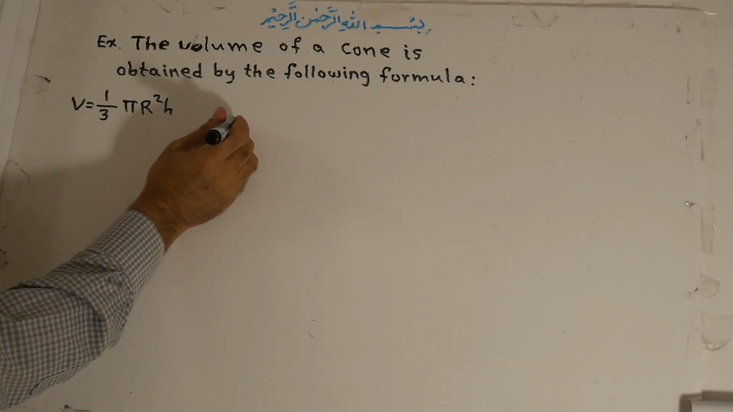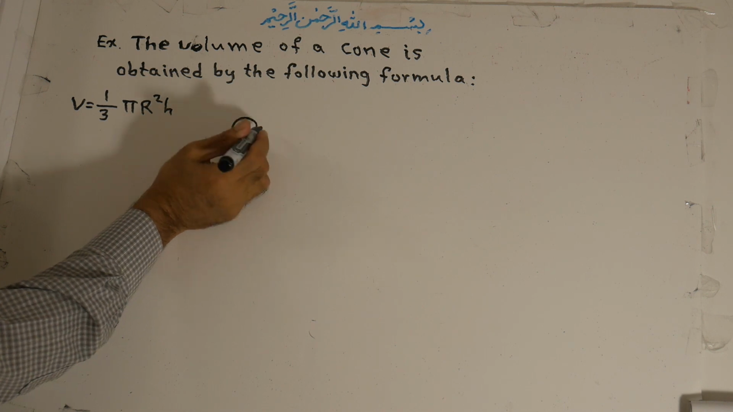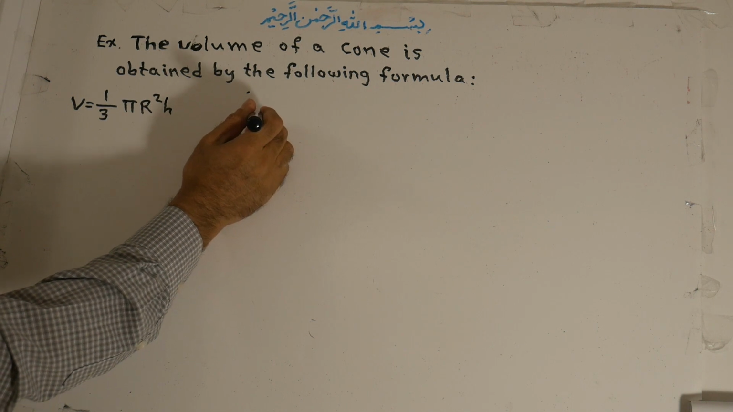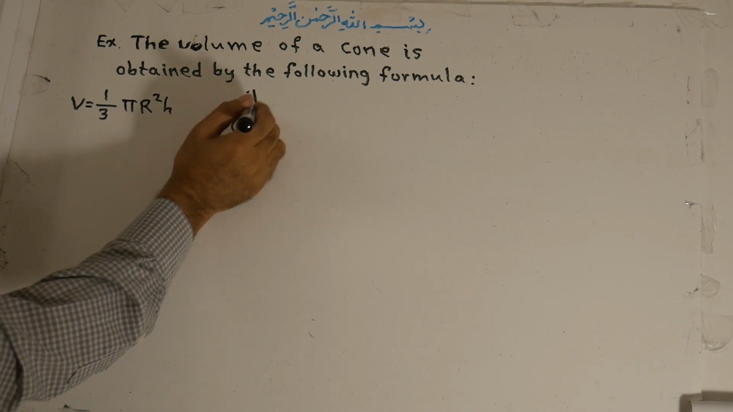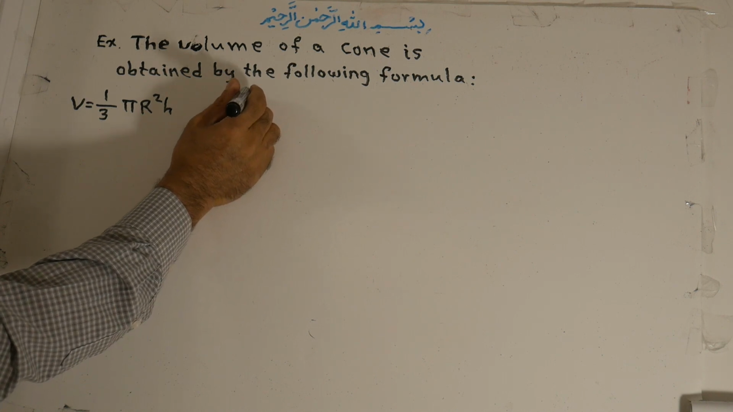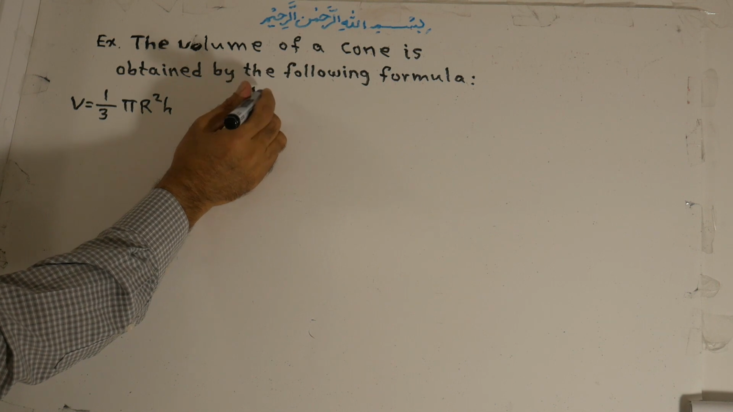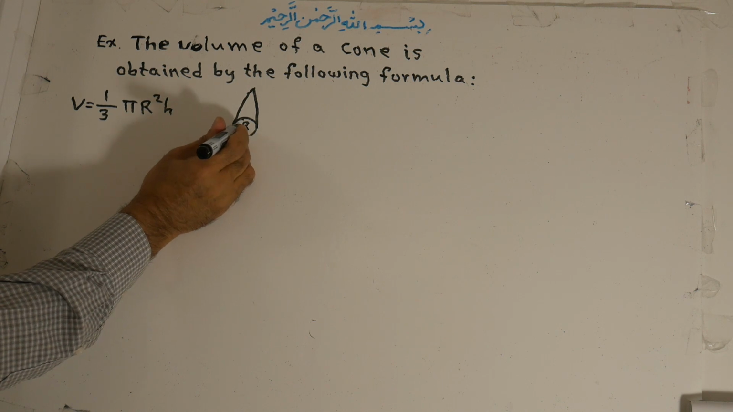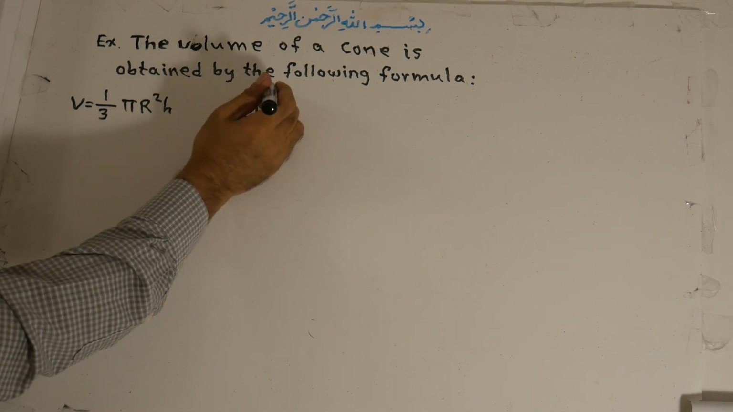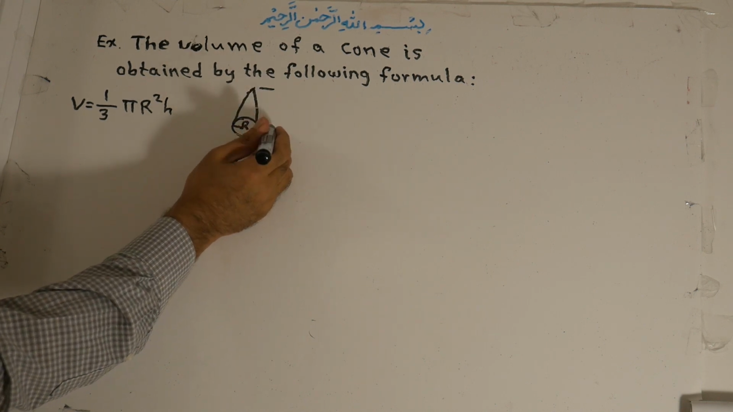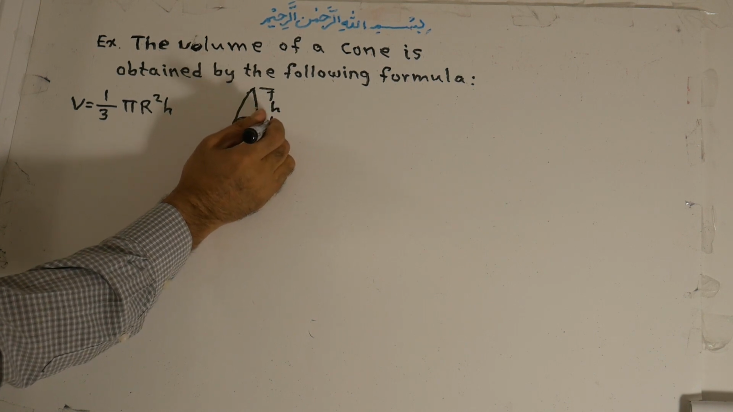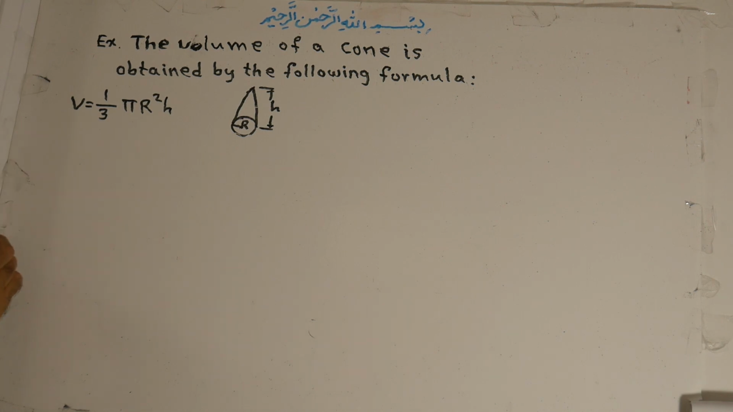This is the cone. This one is the radius of the base of the cone, which is circular, and this one is the height of the cone, or h. So, and what is the pi?